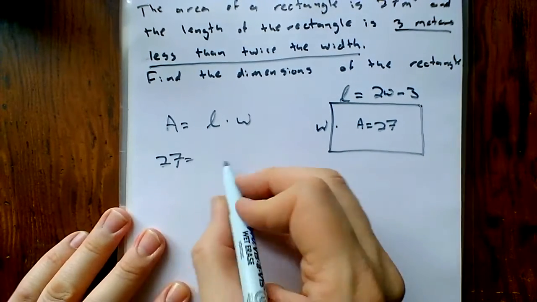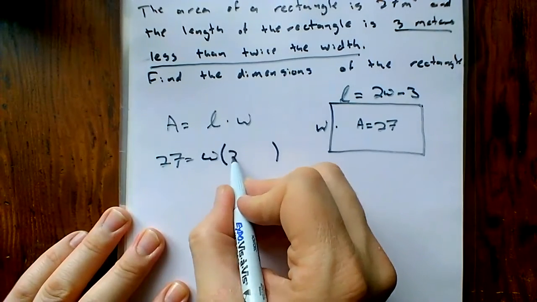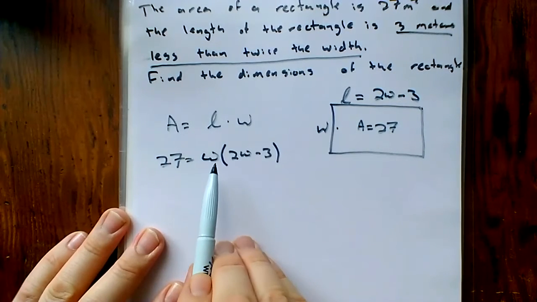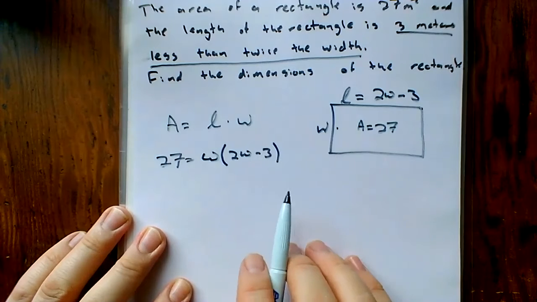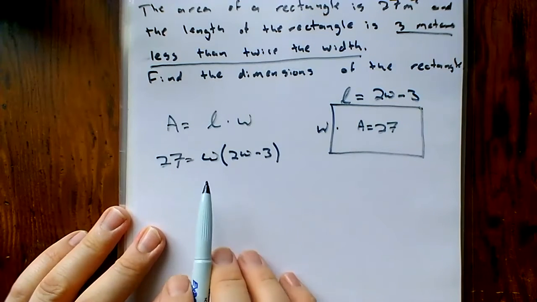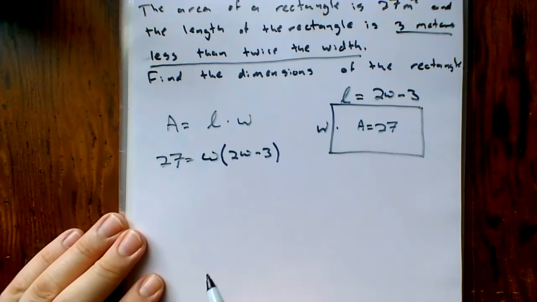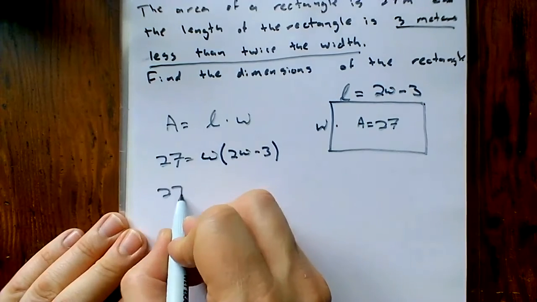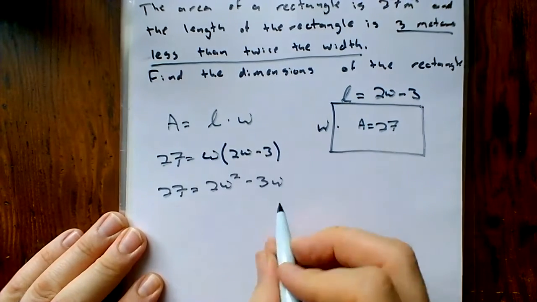I'm going to switch this around. So I've got my width here first, and I'll have my length, because most folks are used to seeing something more in this format, where you've got just a single variable up front instead of a single variable behind. But let's go ahead and do this. Now I have something that we can go ahead and solve. I can distribute this. So I've got 27 is equal to 2w squared minus 3w.